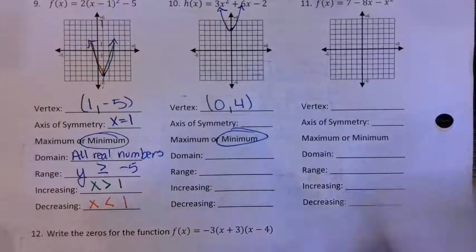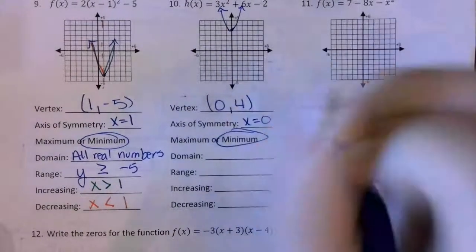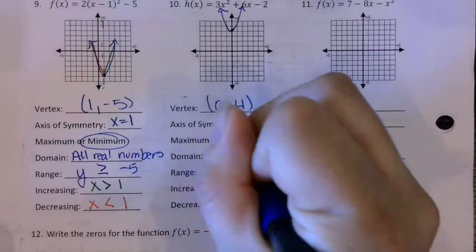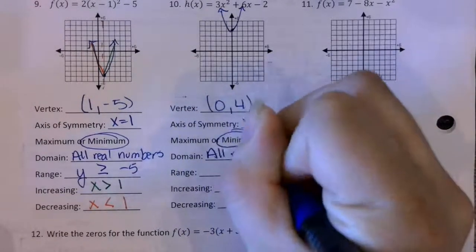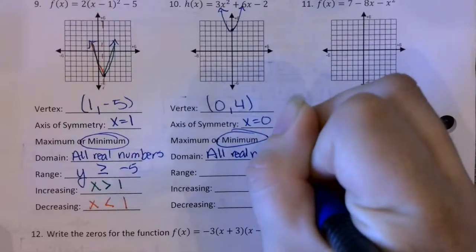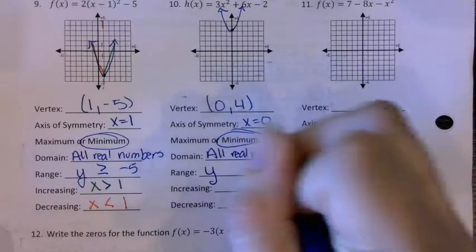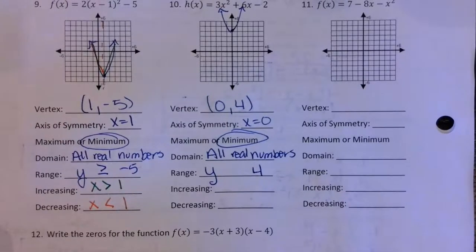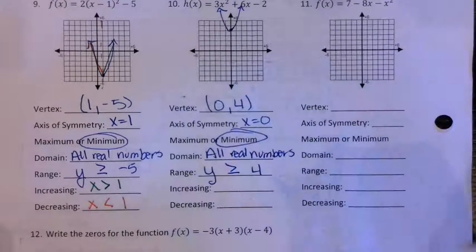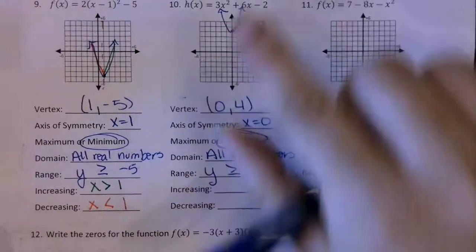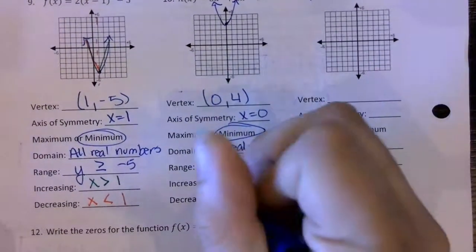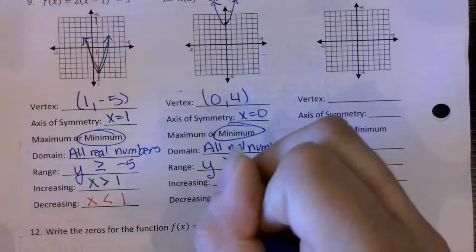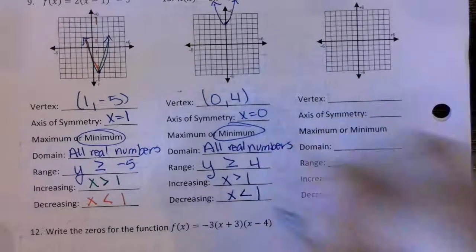Axis of symmetry is x equals 0, because it's the x value of the vertex. Domain, always all real numbers for quadratics. My range is going to be y, and I'm going to use the number 4 because it's from my vertex. It's going up, so it's greater than or equal to. It's increasing on the right side, so x greater than 1, and then it's decreasing on the left side, so x less than 1 then.